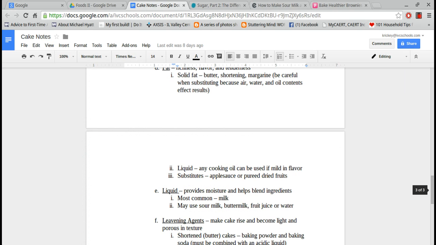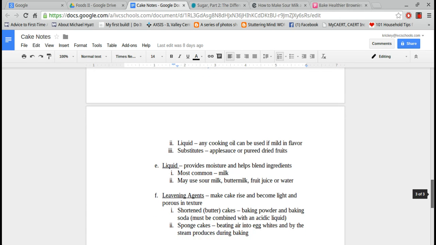Okay, other fat substitutes: pureed dried fruits, prunes are often used. We even talked about black beans, that you can use those. Pureed black beans as a fat substitute.